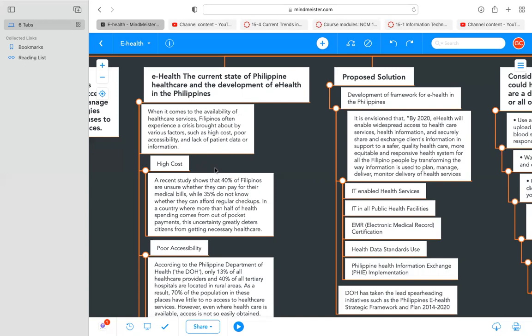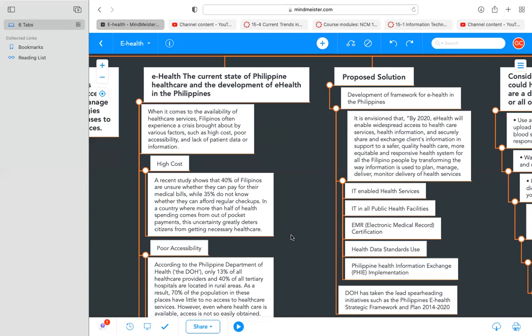On high cost, a recent study shows that 40% of Filipinos are unsure whether they can pay for their medical bills, while 35% do not know whether they can afford regular checkups. In a country like ours, where more than half of health spending comes from out-of-pocket payments, this uncertainty greatly affects and deters citizens from getting necessary healthcare.